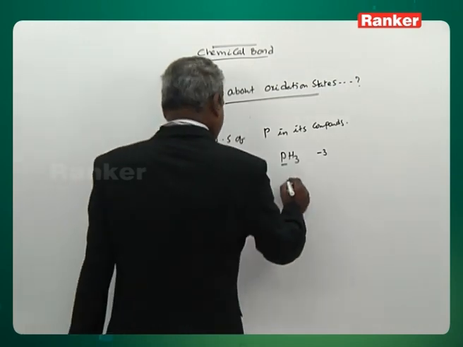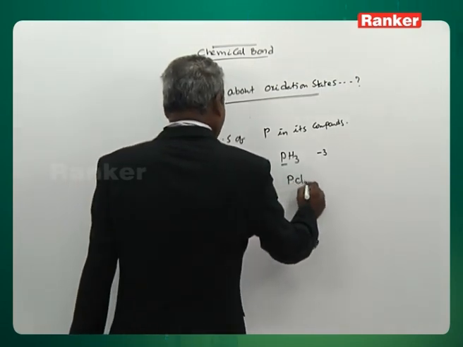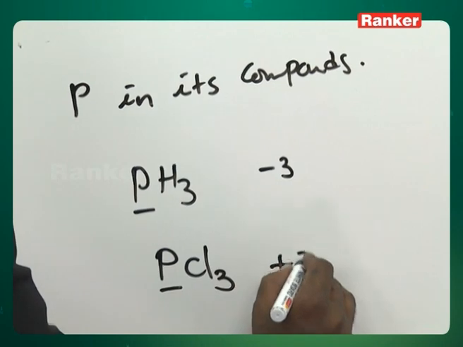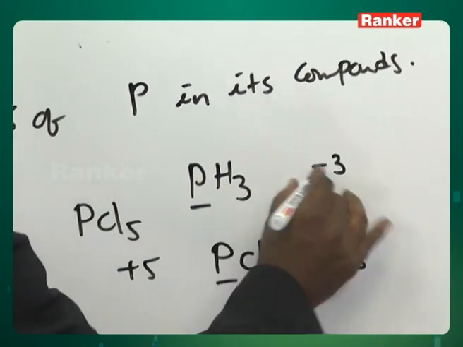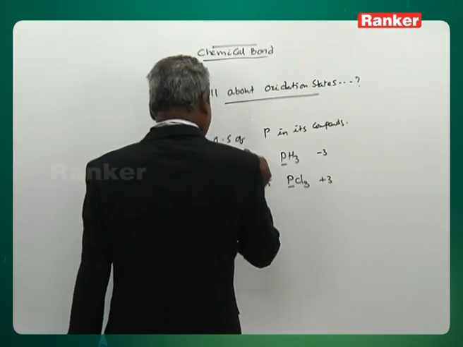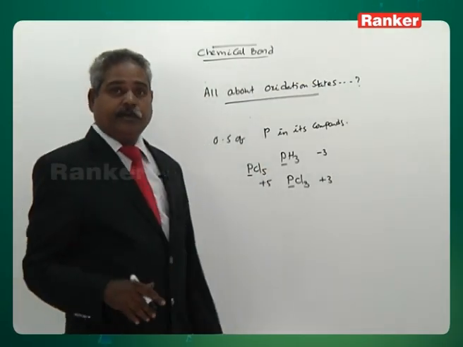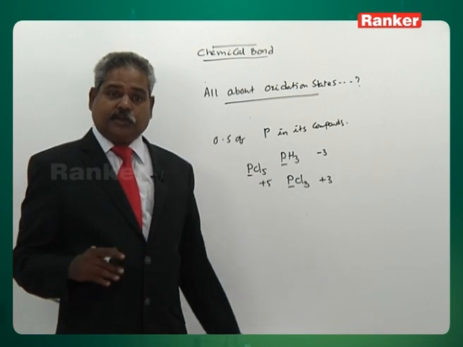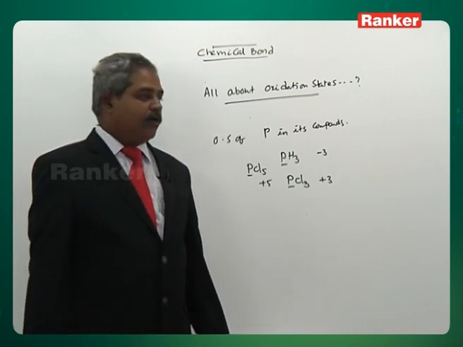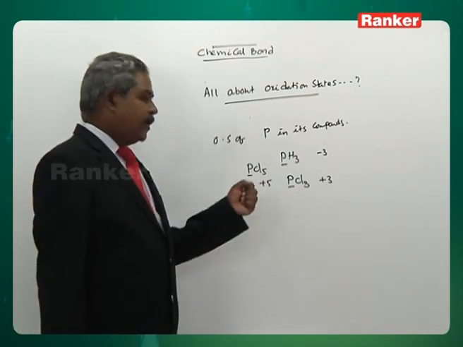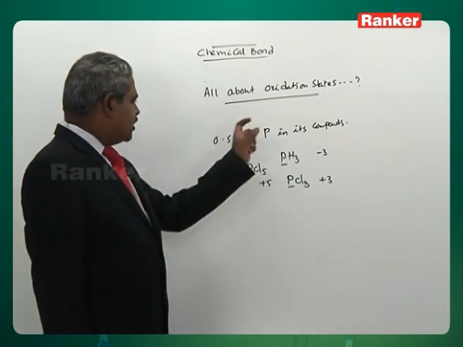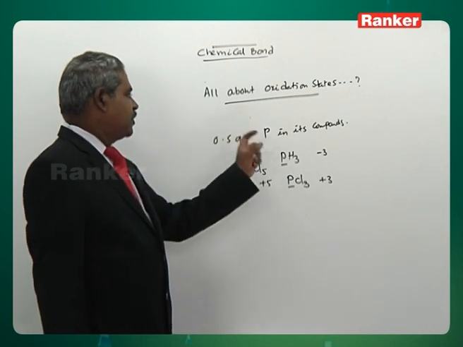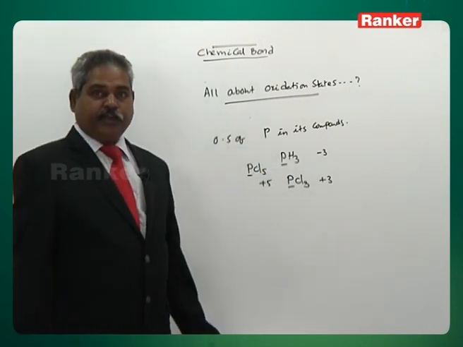In PCl3, chlorine being more electronegative, the oxidation state is +3. In PCl5, it is +5. So sometimes -3, sometimes +3, sometimes +5, sometimes it may be +1 also, sometimes 0 also. When it is forming bonds with equal opponents, a P-P bond, it is 0. Therefore, you just can't say, if I ask you what is the oxidation state of phosphorus, it varies.